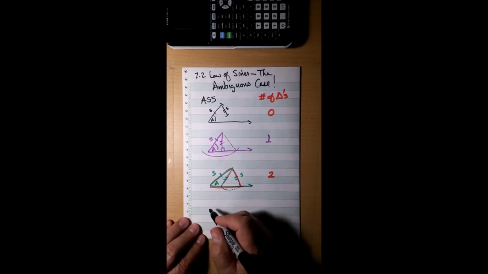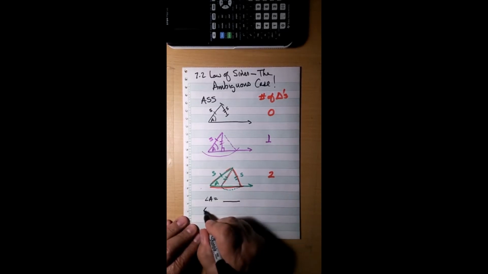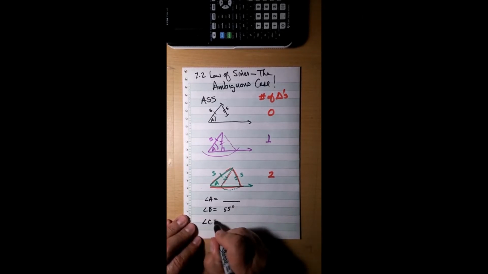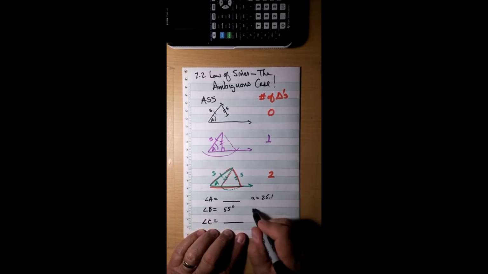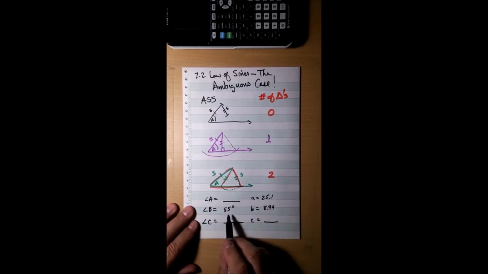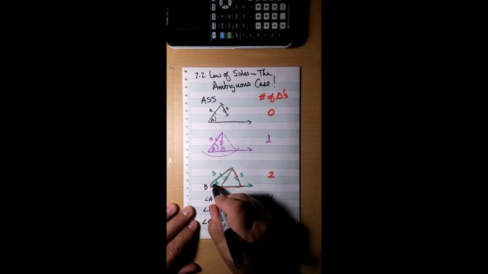So, how about an example? Angle A, don't know it. Angle B is going to be 55 degrees. Angle C, don't know it. Let's see, we've got little side a is 25.1, little side b is 8.94, and little side c, you don't know. So, if we look at these with A's and B's and C's, I always put the angle that I know down here at the left. So this would be my angle B of 55 degrees.